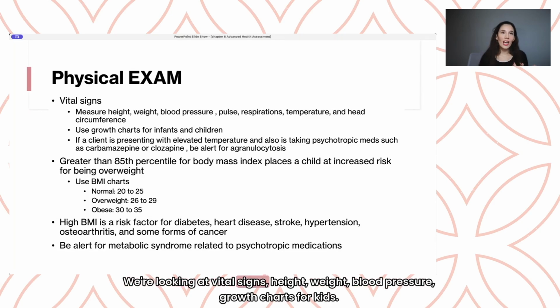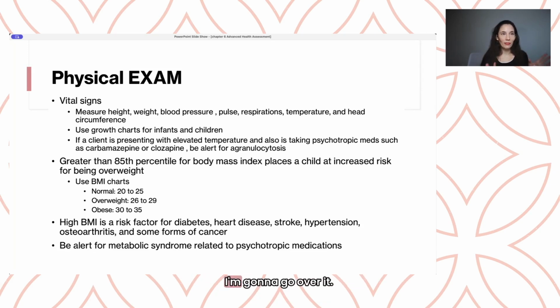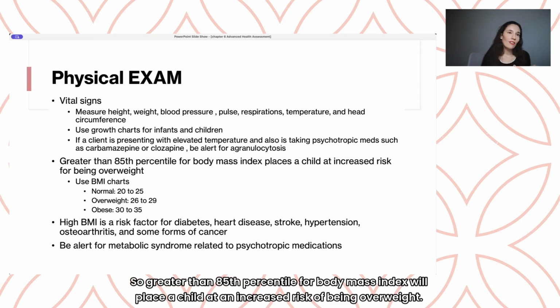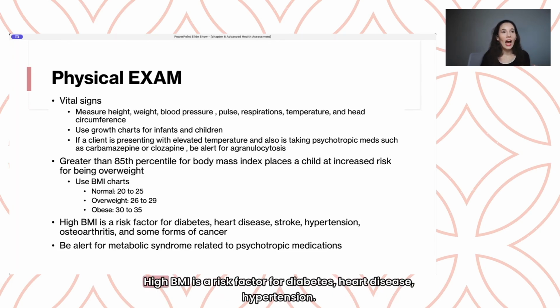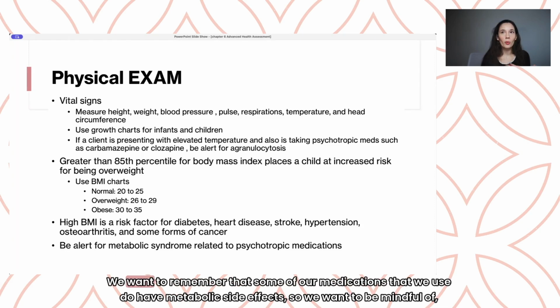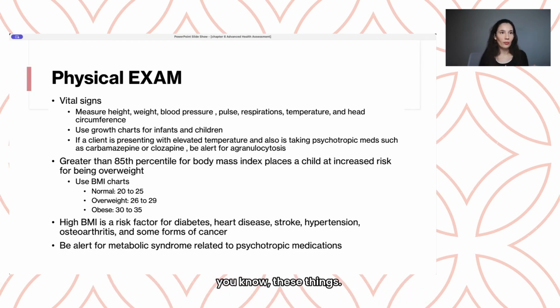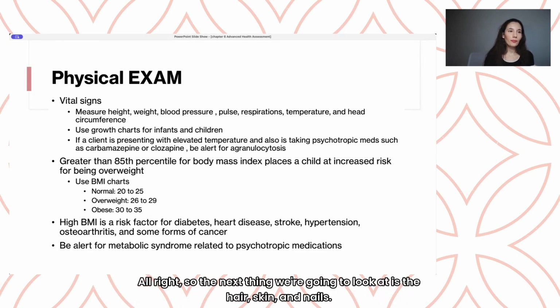All right, so physical exam, things we're looking at. We're looking at vital signs, height, weight, blood pressure, growth charts for kids. We all know what vital signs are. I'm not going to go over it. Greater than the 85th percentile for body mass index will place a child at an increased risk of being overweight. We want to look at BMIs of patients. High BMI is a risk factor for diabetes, heart disease, stroke, hypertension, osteoarthritis, and some forms of cancer. We want to remember that some of the medications that we use do have metabolic side effects, so we want to be mindful of these things.